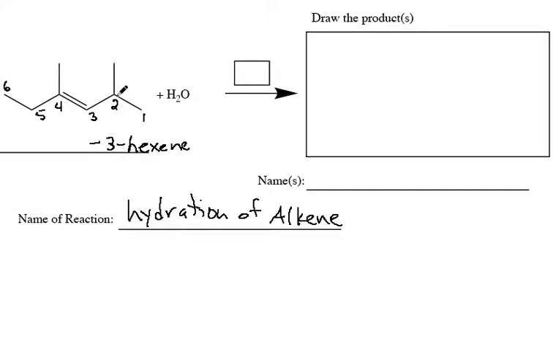We have a methyl group at carbon number 2 and carbon number 4, so we call it 2,4-dimethyl 3-hexene. 2,4-dimethyl 3-hexene, and we're going to do the hydration. In order to do hydration, we need to have an acid catalyst. And now we just need to decide where the H goes and where the OH goes.